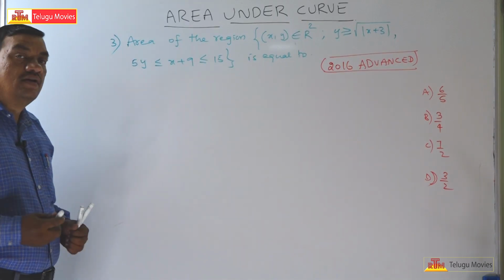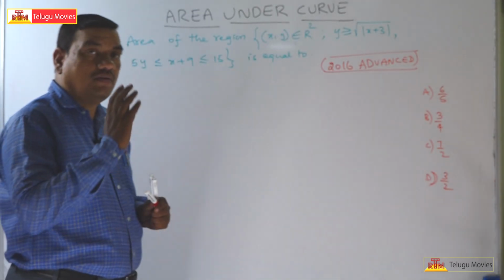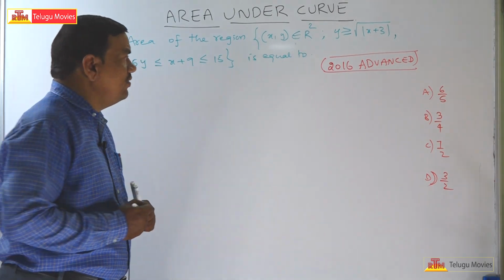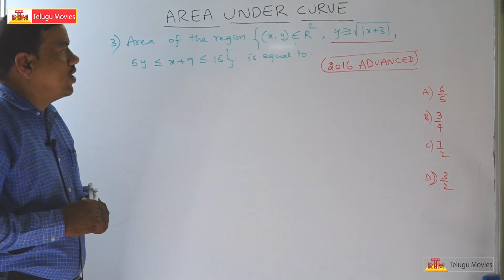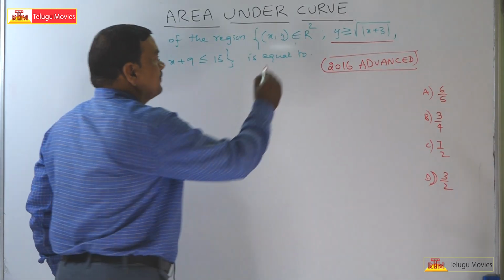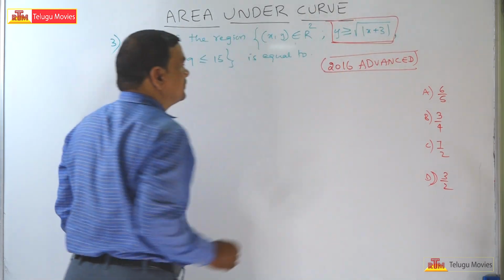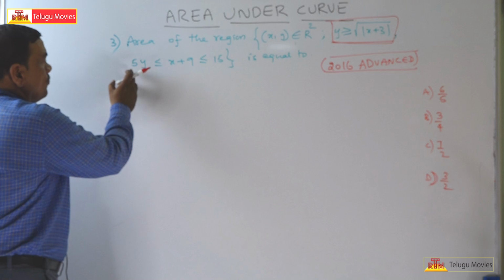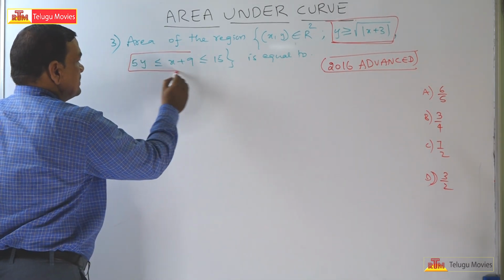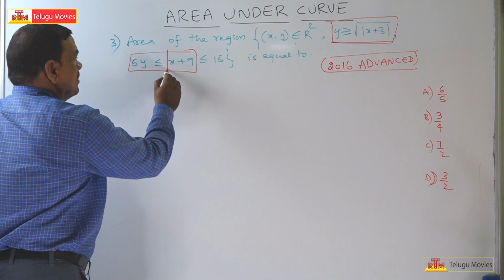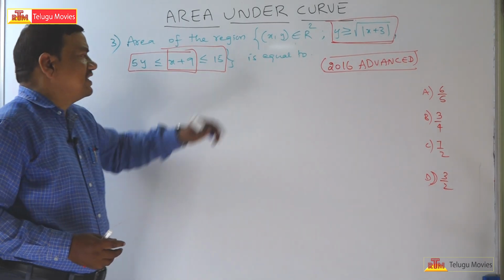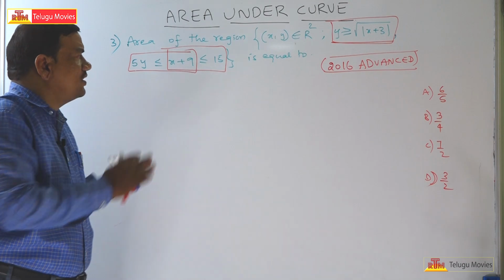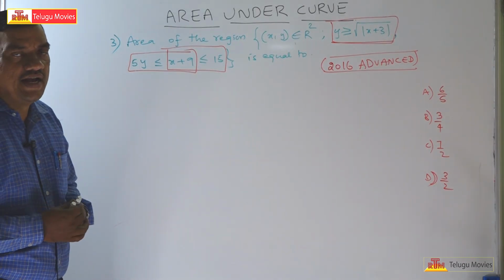Actually there are three curves here, and a straight line is also a curve. The first one is y greater than or equal to root of modulus of x plus 3. The second one is 5y less than or equal to x plus 9. The third one is x plus 9 less than or equal to 15, that is, 5y less than or equal to 15. Altogether, we have to draw this diagram one by one.